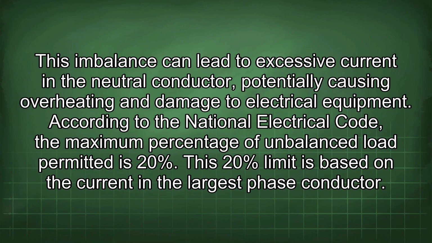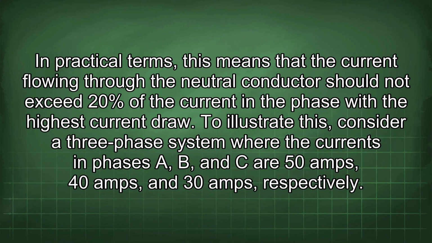This 20% limit is based on the current in the largest phase conductor. In practical terms, this means that the current flowing through the neutral conductor should not exceed 20% of the current in the phase with the highest current draw.